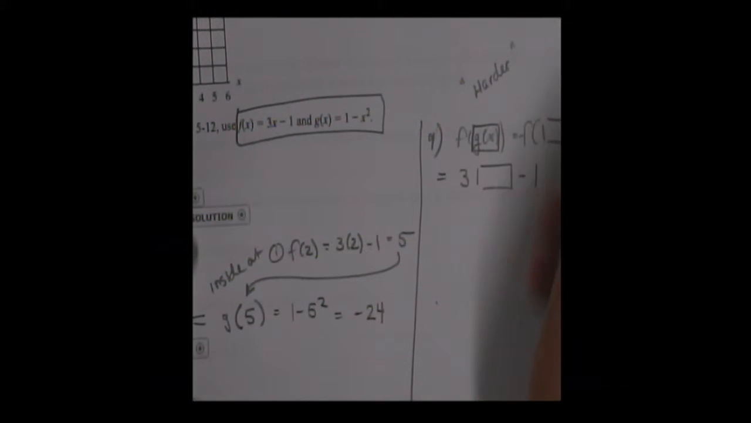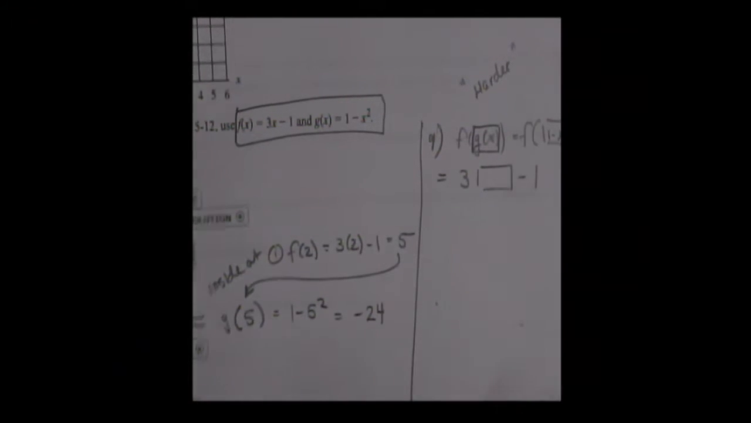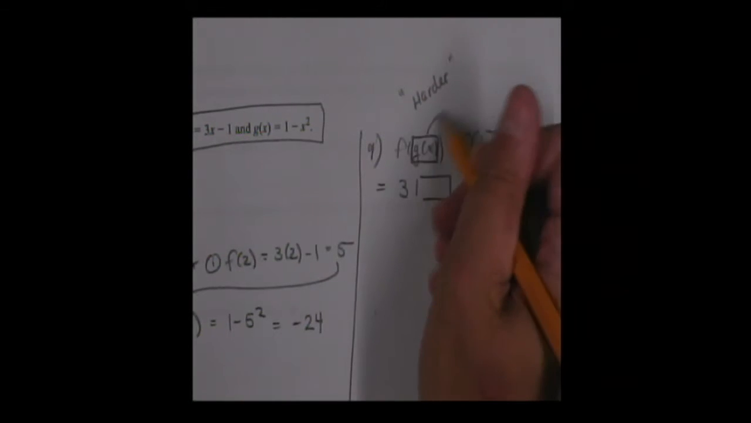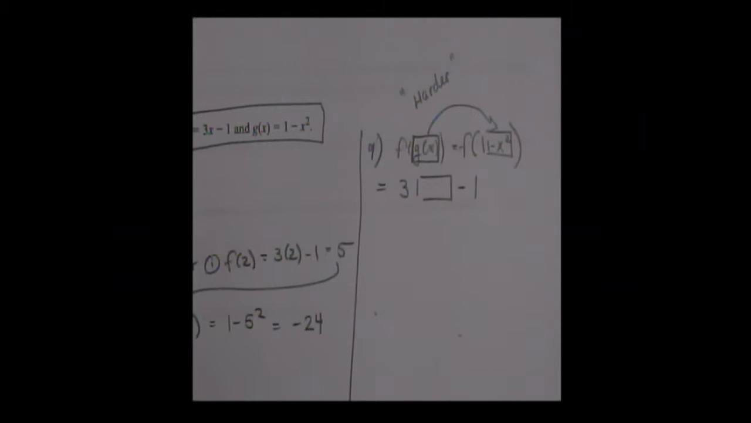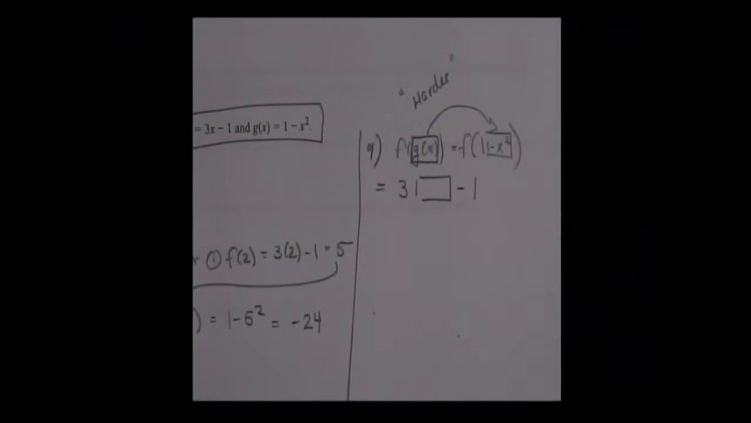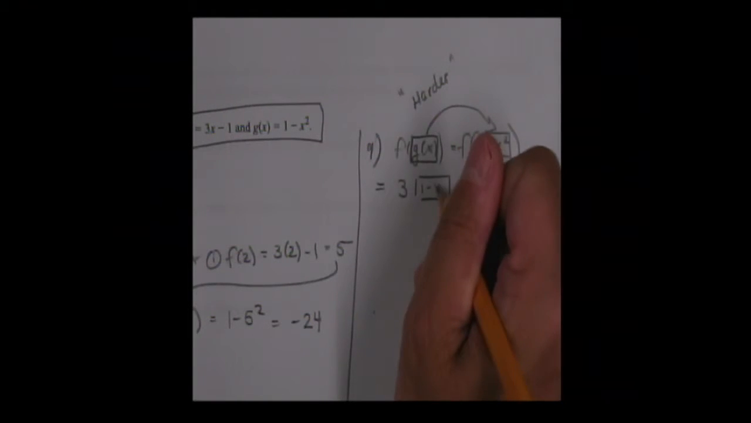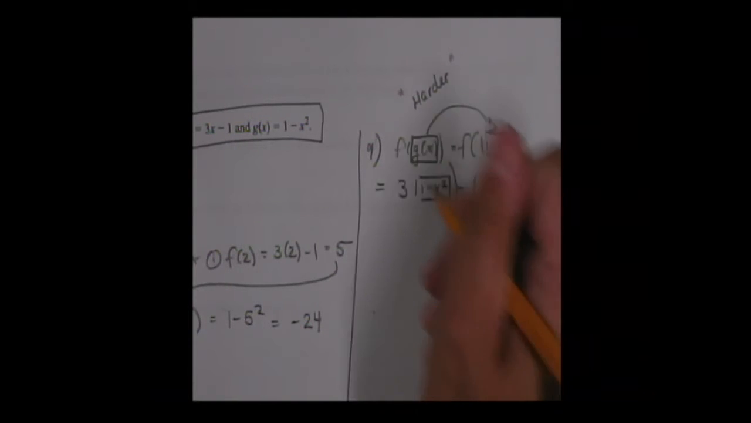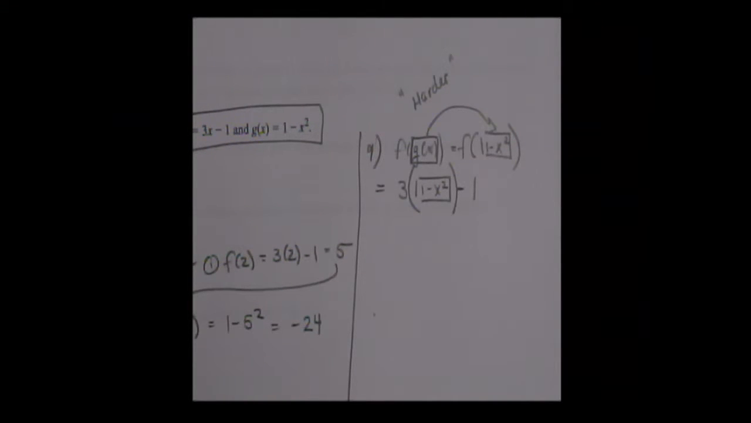Instead of f at rectangle, what we have is f at g at x, and g is 1 minus x squared. So all I've done is take out the g and put in this rectangle, and I put that stuff in the rectangle. Then I went back to f, and I said, well, I know f is 3 rectangle minus 1. And instead of the rectangle, I want the 1 minus x squared. The only thing I have to be careful about is that 1 minus x squared goes in parentheses.